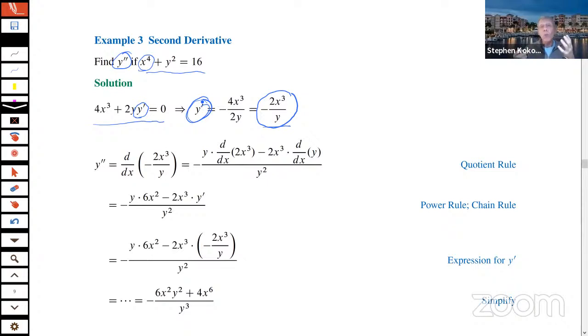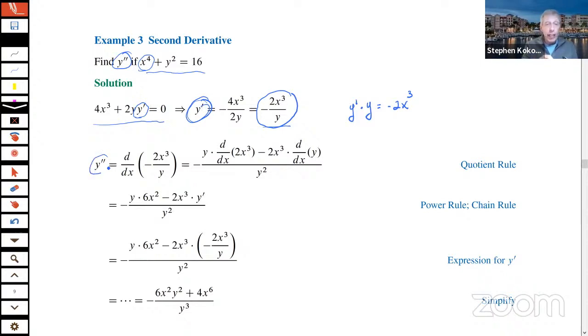But some people would find it easier to rewrite this as y prime times y is equal to minus 2x cubed. And now take the derivative of both sides, again, with respect to x. You have to make sure you use the product rule on the left-hand side. But by doing it this way, you don't have to use the quotient rule, which might be a little bit more cumbersome for some people. So here we go. I'm going to try this with the quotient rule.